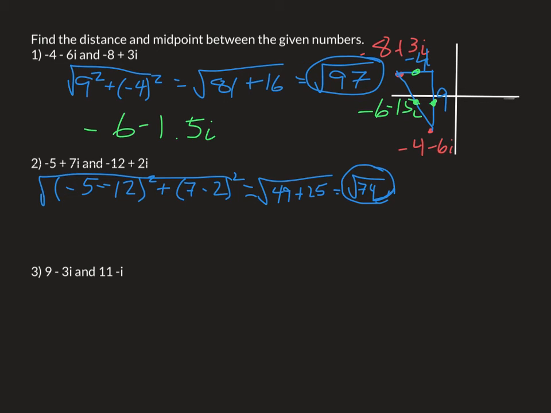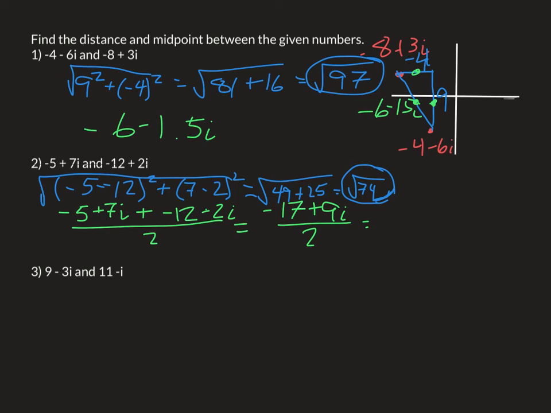If I want to do the midpoint, if you remember what we basically do, we're just going to add these things up and divide by 2. That's the basic midpoint formula that we've done in the past. So I can literally just take -5 plus 7i, add to -12 plus 2i, and divide by 2, right? When we want to find the midpoint, I'm just doing the average of the two things. So we end up with -17 plus 9i divided by 2, so we get -17 halves plus 9 halves i. And that's the midpoint for this.